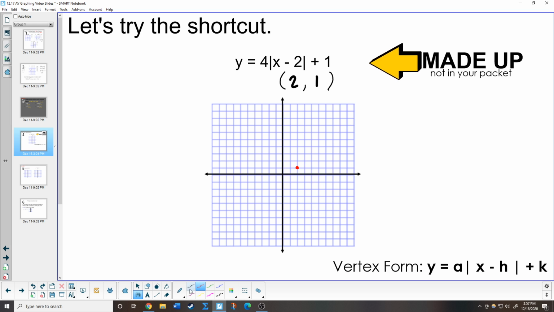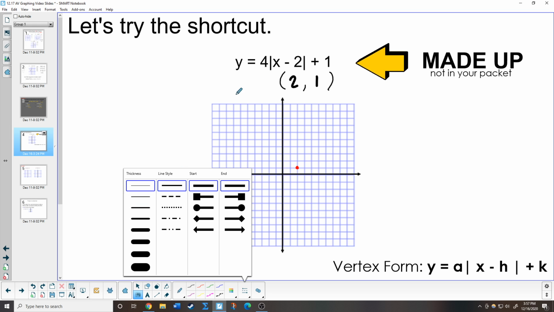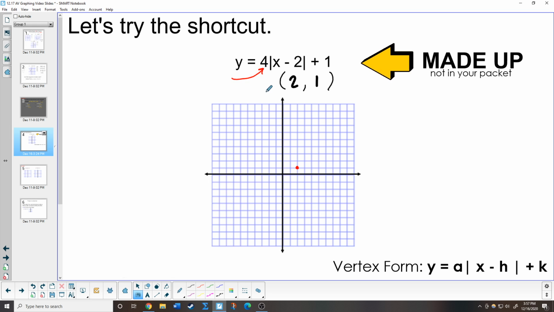And now your a value, right here, is kind of like what I call your fake slope, okay? It is going to be your rise over your run. So let's go ahead and write it as a fraction, all right? So that is like 4 over 1. Now from your point, you're going to have to go ahead and do a rise over run.